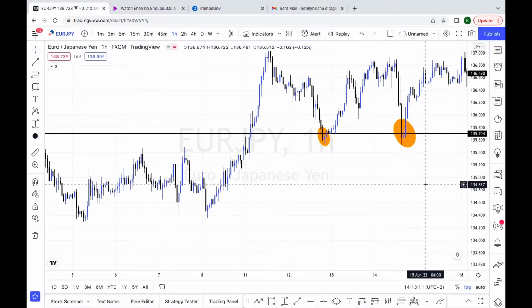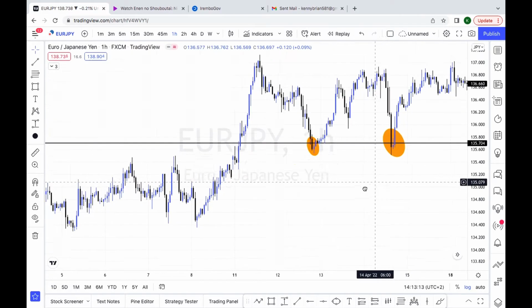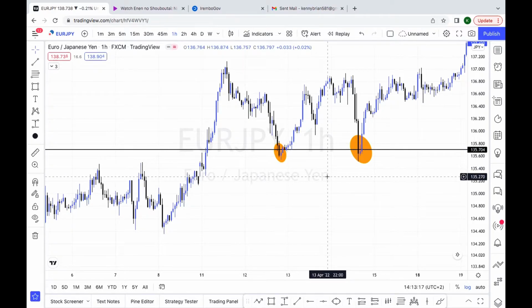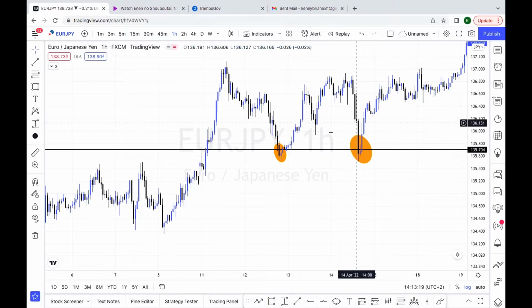Now we are going to be looking at evening star candlesticks. So evening star candlesticks are pretty much this, but turned around, right? This is the bullish version, but we're going to be looking at the bearish version of this. So let me show you an example.